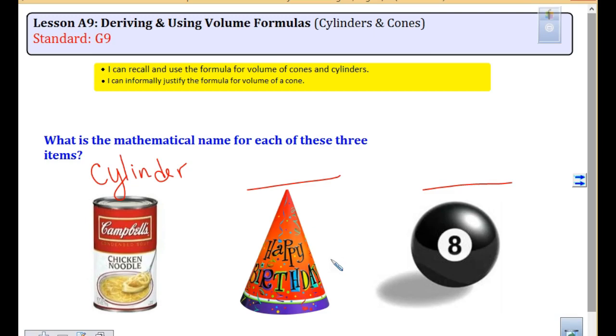So the next one I'm looking at, raise your hand. Someone else got another one for me? What do you have? Yep. Cone. And that last one, that ball, like an 8-ball, like a volleyball. Sam, you got it? It is a sphere.